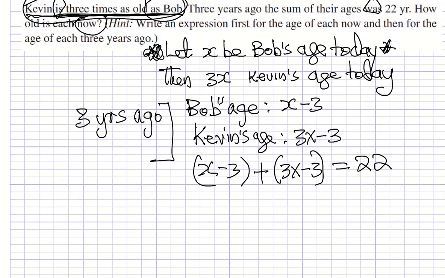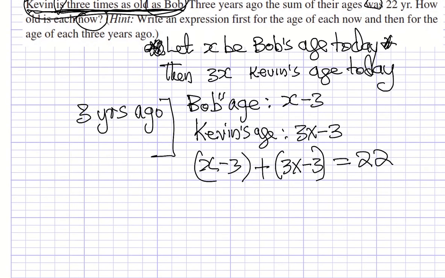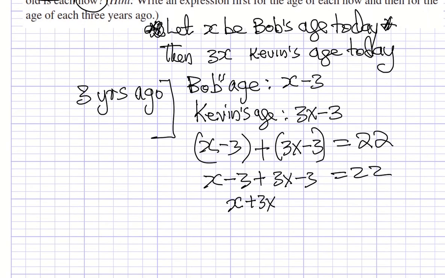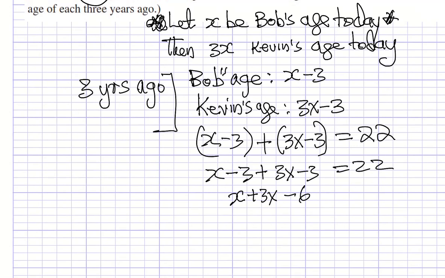You got that. That's the equation with one variable, a linear equation. So we'll simplify the left side. You get x minus 3, remove the brackets, 3x minus 3 is equal to 22. Combine stuff and move things around. x plus 3x, what is this? Did I make any mistake? No, it's okay. Minus 6 is equal to 22.